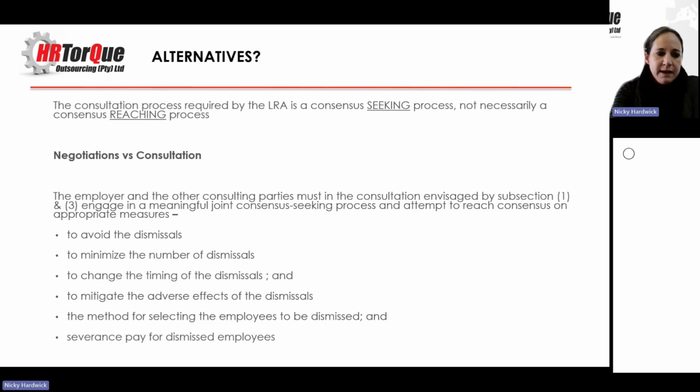So in terms of short time, depending on whether you're covered by a bargaining council or by basic conditions, what you would really need to do, if you're under a bargaining council, it's really important that you look at the rules of the bargaining council.